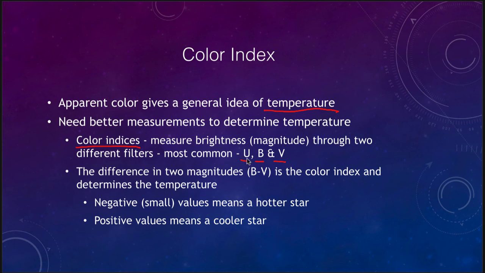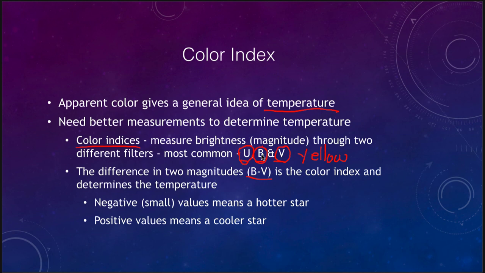Now, what that means is that they're filters. So this one lets through just a certain range of ultraviolet light. This one, just a certain range of blue light. And this one, the V or visual, actually lets through some yellow light. And what we do is we make a color index. So we measure the magnitudes, and the most common one is B minus V. So we measure the magnitude in the B. We measure the magnitude in the V.